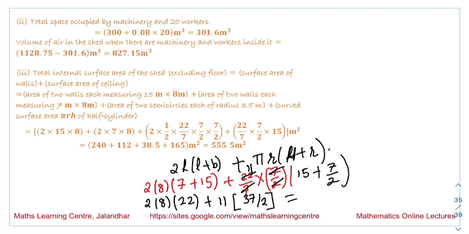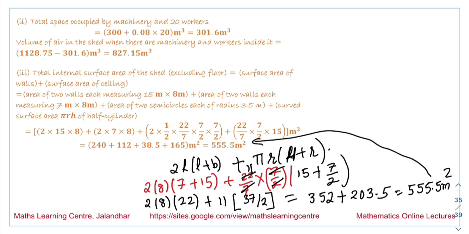And on solving this, on multiplying these terms, we will get 352 plus 11 into 37 divided by 2, and the answer comes out to be 203.5. And on adding these two values, the final answer we will get is 555.5 meter square. And these calculations are also shown over here, that this is the total surface area from inside.